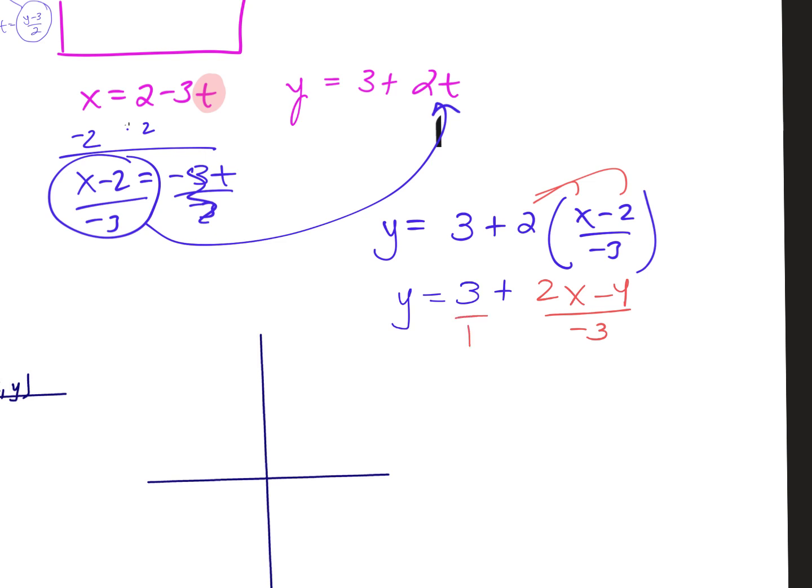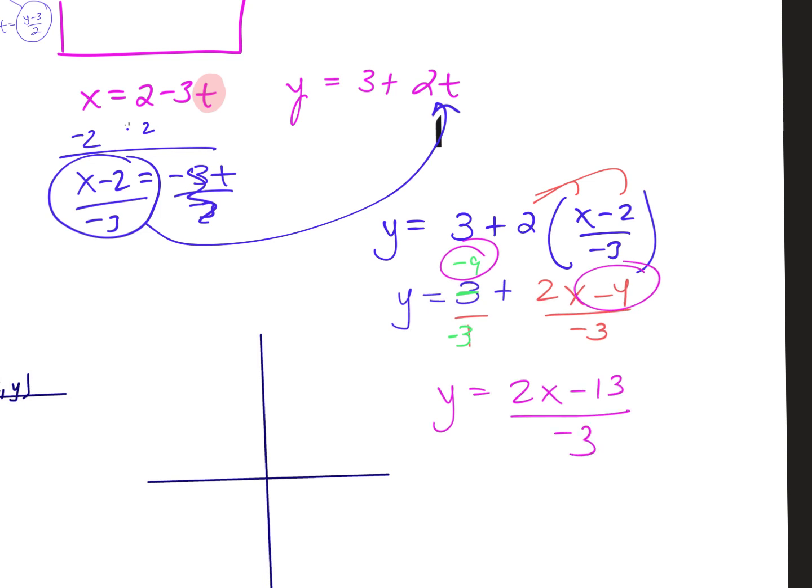Now, if I'm going to add these together algebraically, what do I need? A common denominator. What's a common denominator between negative 3 and 1? Okay, so multiply this by, and then this. So this becomes negative 9. Agreed? Okay, so I have y equals, can I combine like terms?